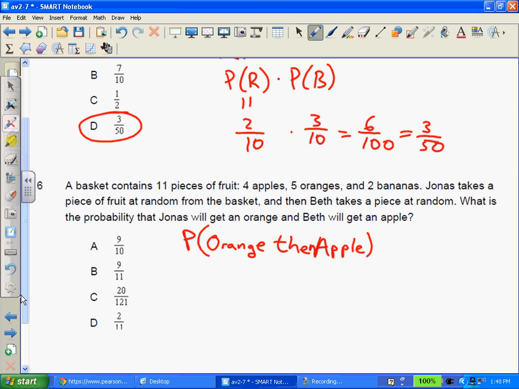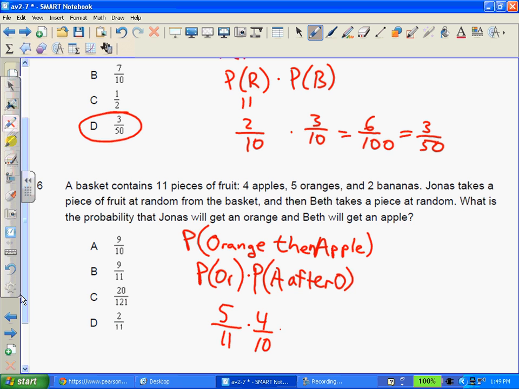So probability of orange is multiplied times probability of apple after orange. Probability of orange is 5 out of 11. Probability of apple is 4 out of 10. Multiply that, we get 20 over 110, or 2 over 11, which is answer number D.